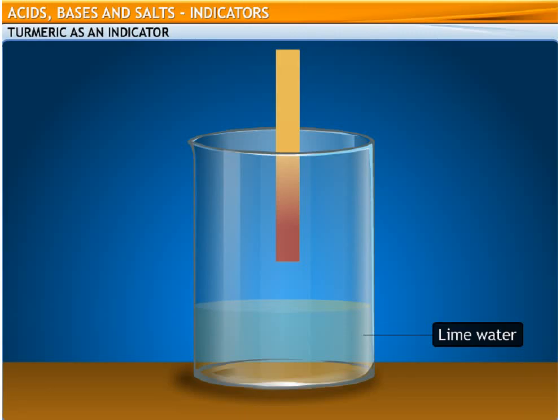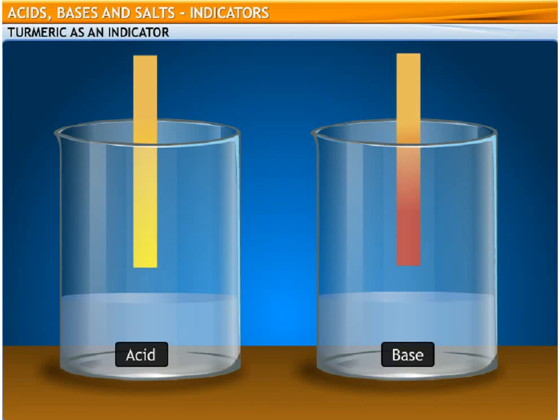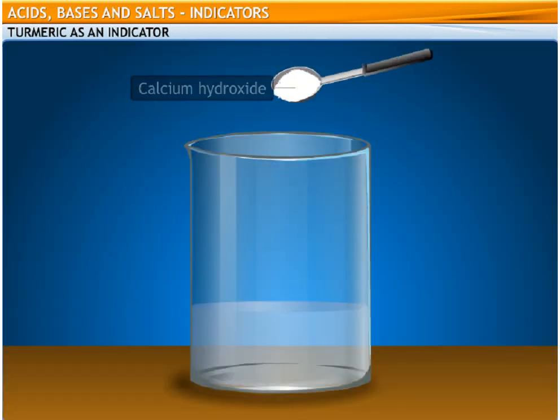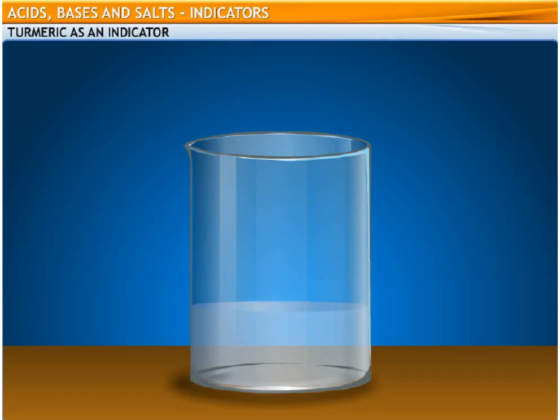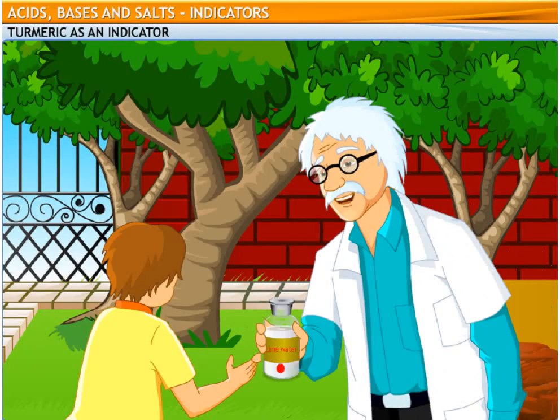It's changing color. That's right. Turmeric changes color to indicate acidic and basic substances. It is yellow in acids and reddish-brown in bases. Lime water contains calcium hydroxide, which is a base. That is why the turmeric is turning reddish-brown. Looks like you have another item for your bag.